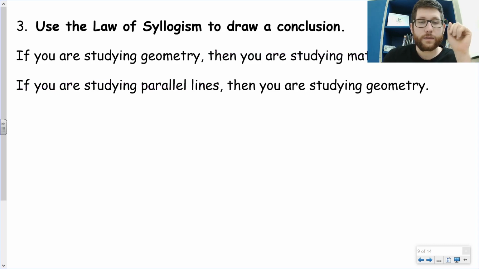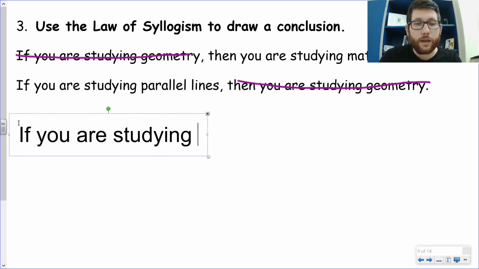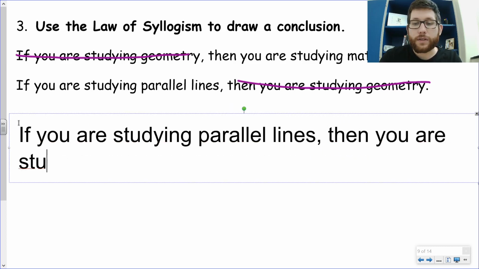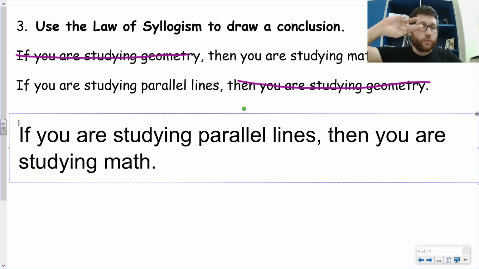Let's go back and take a look at this. Notice that studying math and studying parallel lines, that's not the same. What is the same? Studying geometry and studying geometry. So what's our final answer here? If you are studying parallel lines, then you are studying math. Okay? Notice how they switch the statements on us. They almost put them in reverse order. That's okay as long as what I'm crossing out is on the corners.